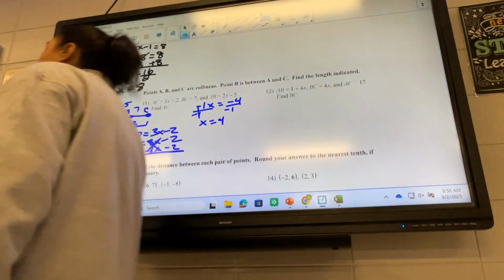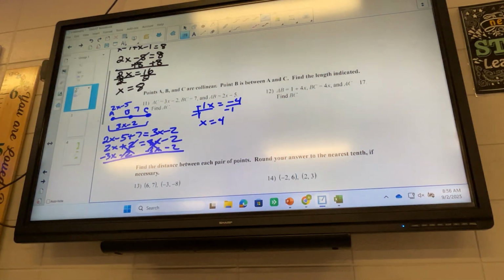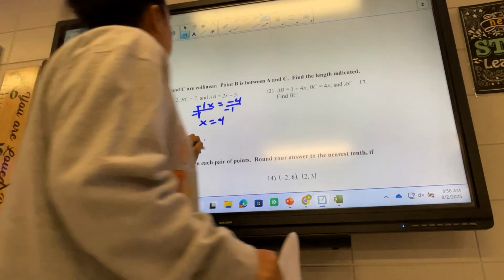Do we stop or do we plug it back in? Yeah, we're gonna plug it back in. Which one is it asking you to find? AC. So it's really gonna be 3 parenthesis what? 4 close parenthesis minus 2. What does that give you? 10.